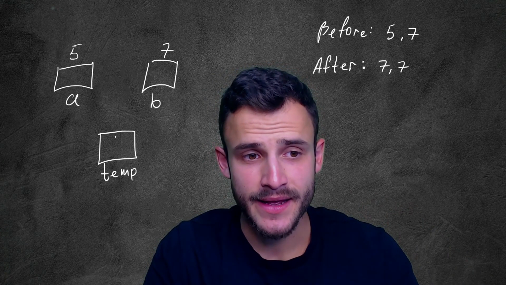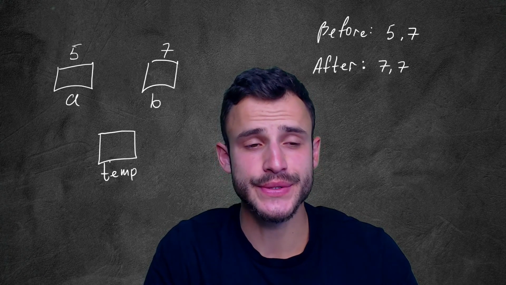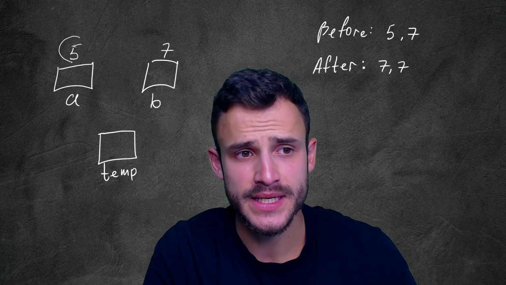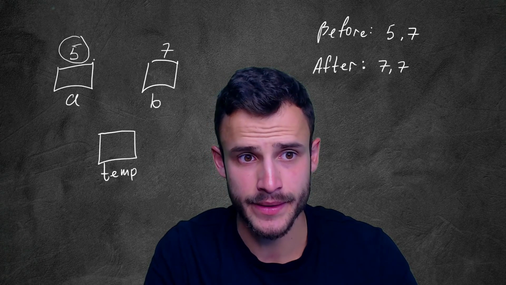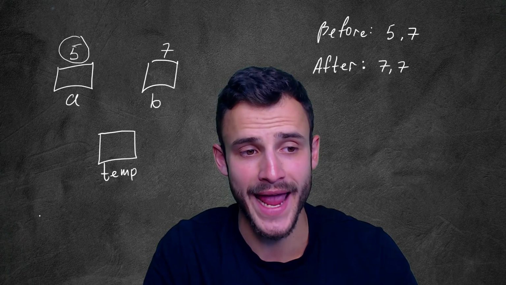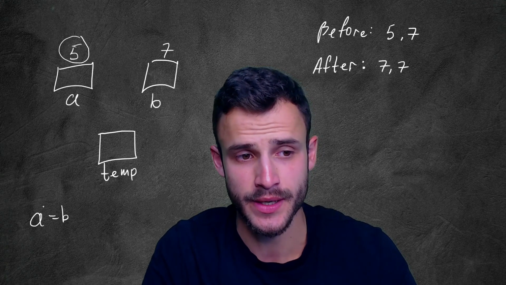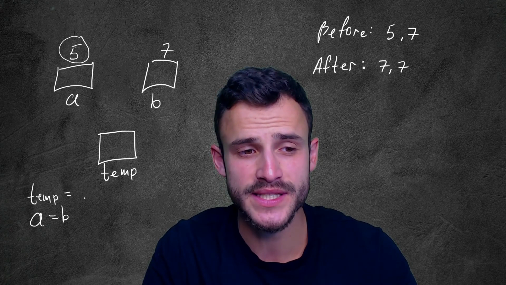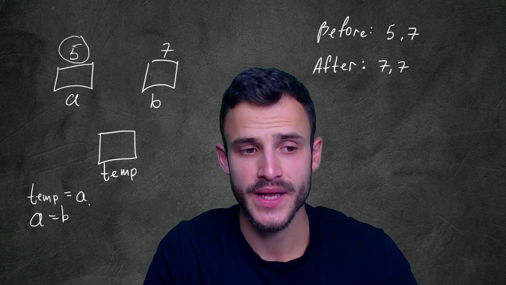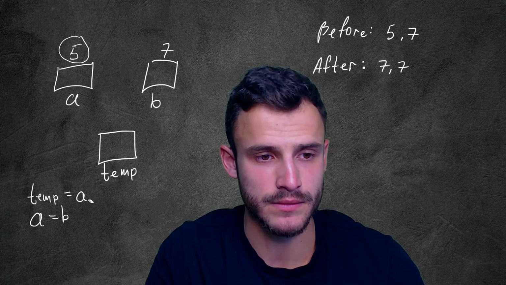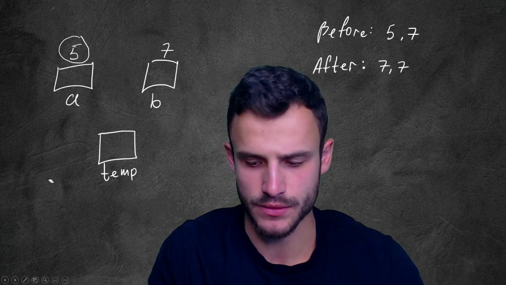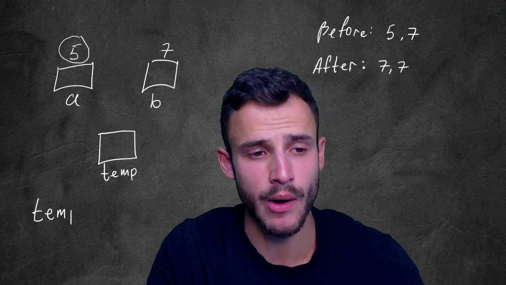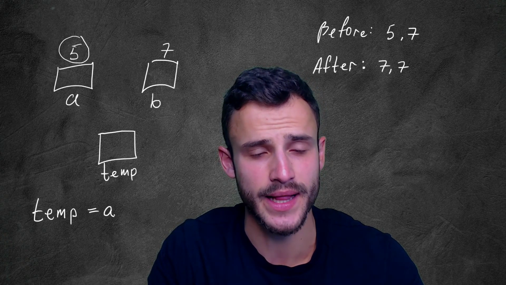We will use this temporary variable to assist us with the solving, and we will simply assign it the value of 5, so it cannot be overridden once we do our a equals b operation. So before that, we are going to write down temp equals a. Let me write it down nicely. So temp, this will be our first operation, equals the value of a.